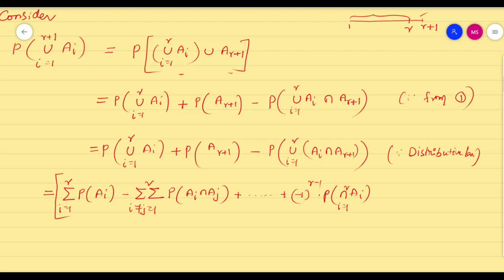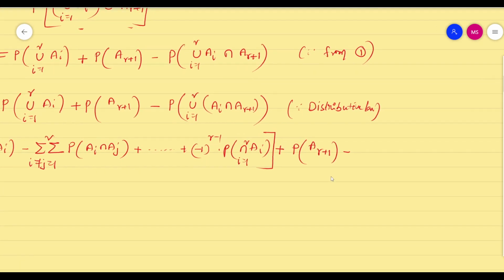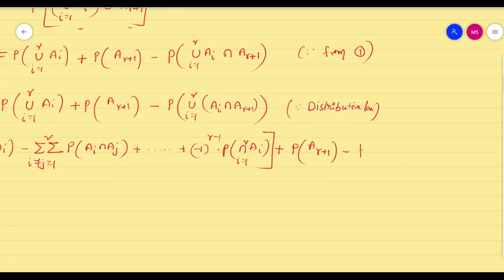This is the first term, right? This is the first term plus the second term, P of A_{r+1}, minus the third term. I'm writing that term as it is: P of the union, i running from 1 to r, of A_i intersection A_{r+1}, right?